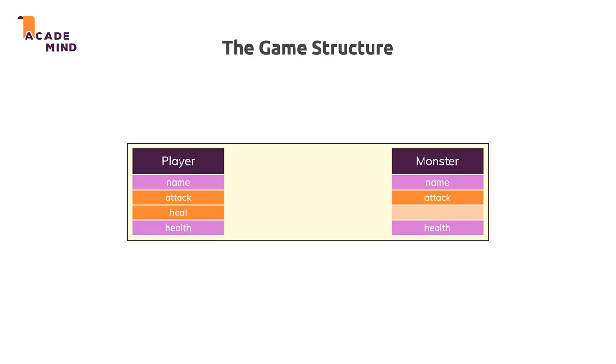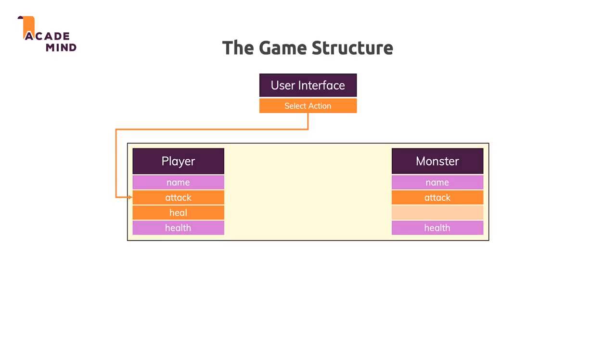Now to control this entire game flow, we need something like a user interface, which allows us to select an action. We are always working from the player perspective, of course. This means an action we can select is basically only attack or heal. So let's say we want to attack the monster right here. If we do so, we will have an impact onto the health of the monster and decrease the monster's health status.